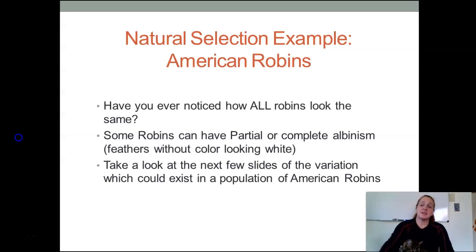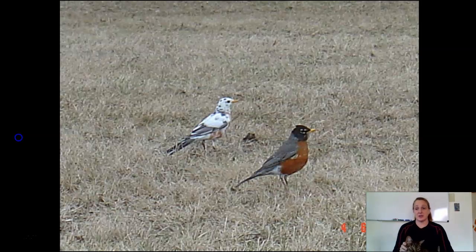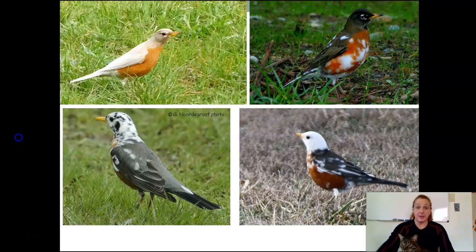So when we look at this next slide, we have the characteristic robin that we all come to expect here in the foreground. And in the background, we have a robin that has quite a bit of albinism. It is partial albinism. It's not full and complete because we still have some orange on the chest area and we still have some darker feathers in the wing. But we can see, looking at this, that white is actually going to be a big beacon in the environment. It's going to help this bird to stand out in just about every environment it could be in.